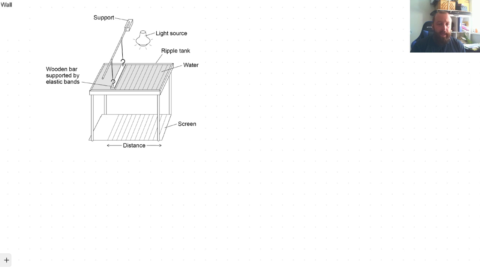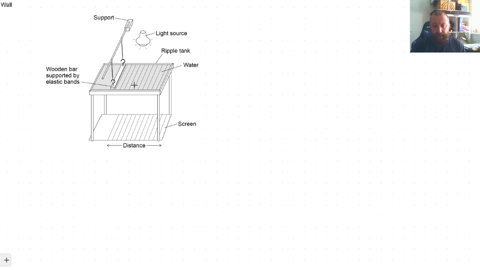Now, the exam question itself was: how can we calculate the wave speed, the frequency, and the wavelength? There weren't any marks for saying how this works. There was enough in the question to show you how it works, and what we had was some form of motor, or something that's moving this wooden bar, and as the wooden bar is moving up and down, it's creating these ripples.